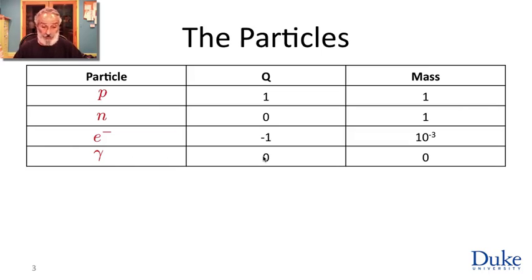We have their mass, in units in which the proton has mass 1, the neutron has approximately the same mass, and an electron has a mass which is about 1,000th that of a proton or a neutron. And the photon, for reasons that will become clear later, is a massless particle. This is it. This is all you need to describe everything from the hydrogen atom to DNA to you and me is made out of these 3 particles.